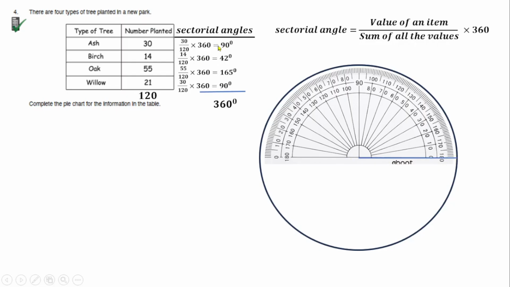Then you can start marking your angles one after the other. So you have 0 to 90. So the angle is going to be 90 here. So make a point at the top here. Then remove your protractor.